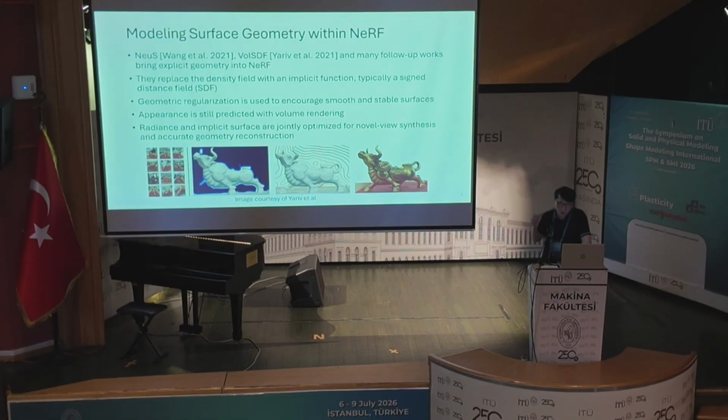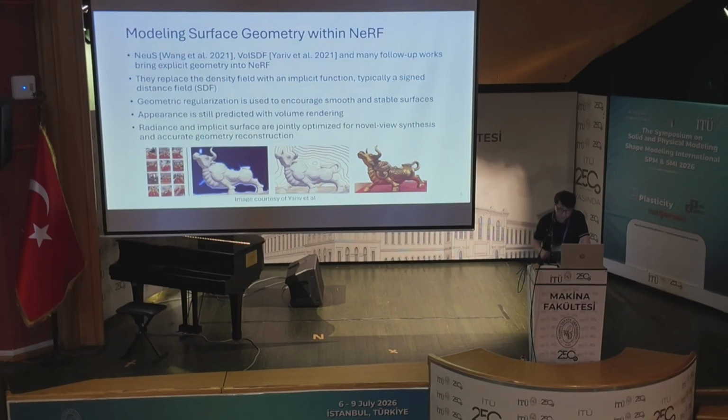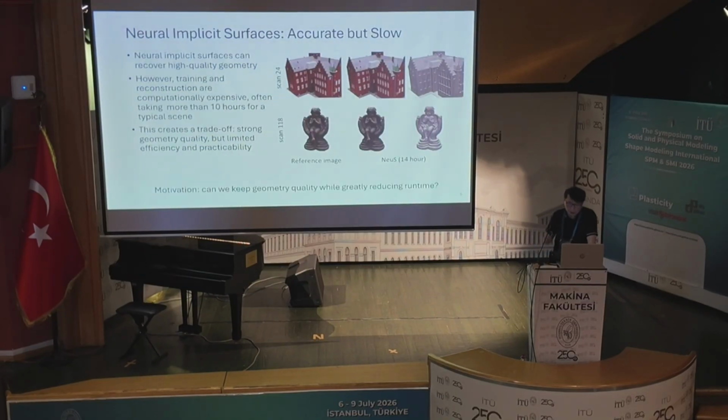And these methods jointly optimize appearance and geometry, so they can produce much cleaner surfaces than basic NeRF. But these methods rely on volume rendering. So this means that they still need many samples and many MLP queries in order to produce a single image. So this can be very time consuming. So neural implicit surfaces give us high quality geometry, but they're slow.